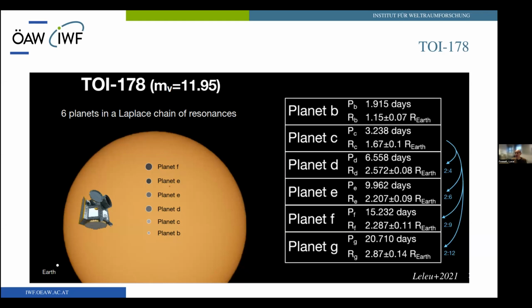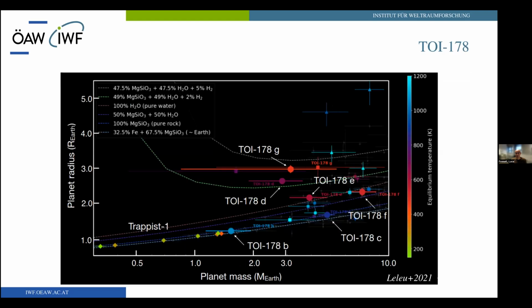And that signaled that this might have been a Laplace chain of resonances where the periodicities of the planets are all connected, are all related to each other. And that prompted us to look at additional planets in the system, and we indeed found more with the periodicities that have been expected. And we went on and looked for more, but we could not find any other. So this is another result that we obtained with CHEOPS.